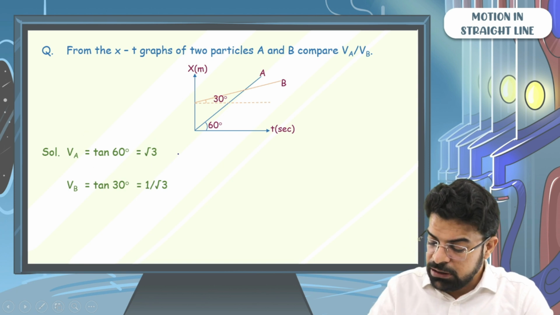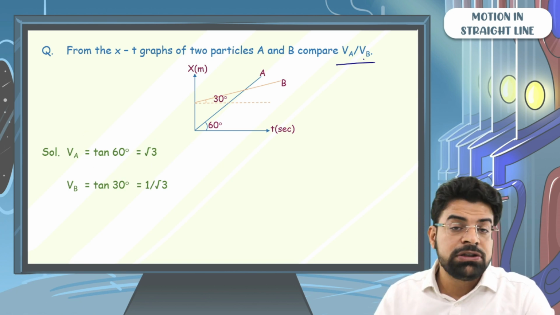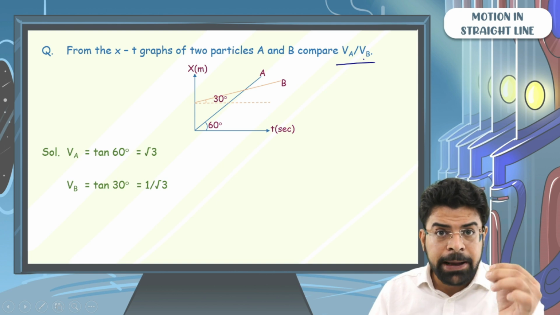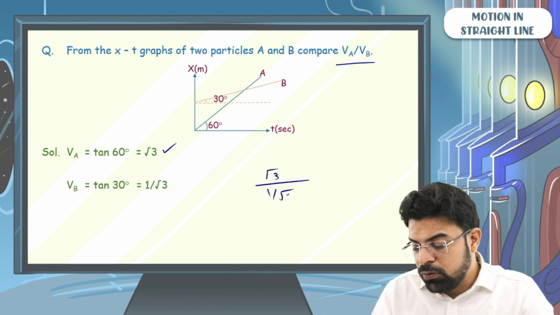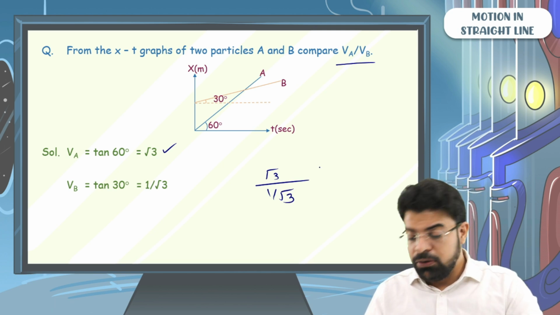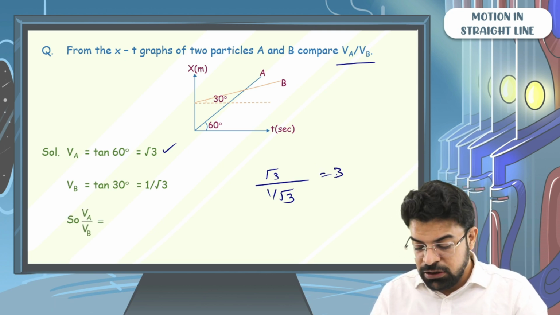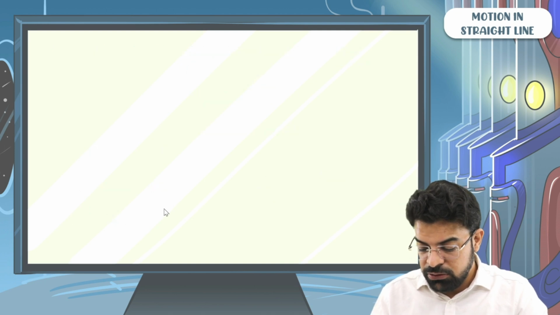In the question, they have asked what is the ratio of the velocity of A to B. What is VA by VB? So VA by VB has to be simply root 3 upon 1 by root 3. Root 3 upon 1 by root 3 is nothing but 3. So the ratio comes out to be simply equal to 3.